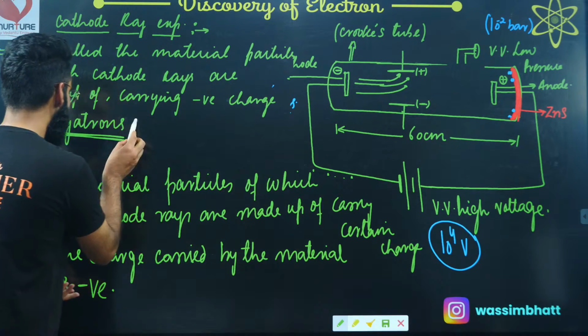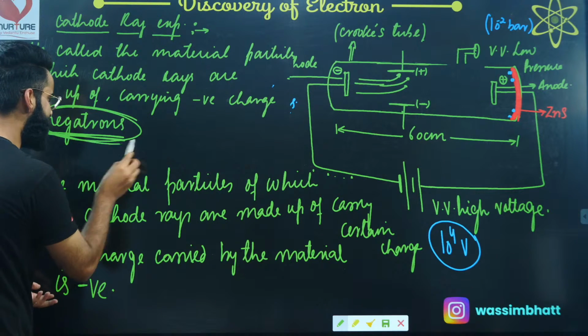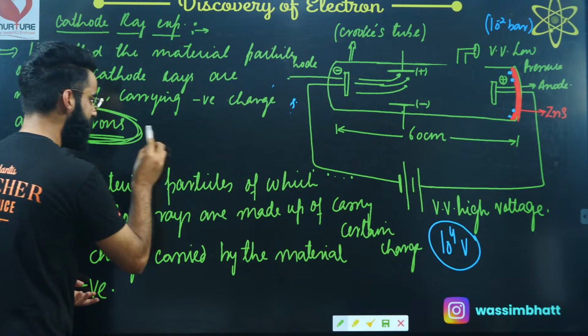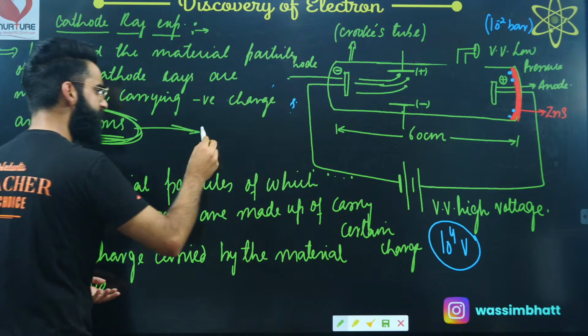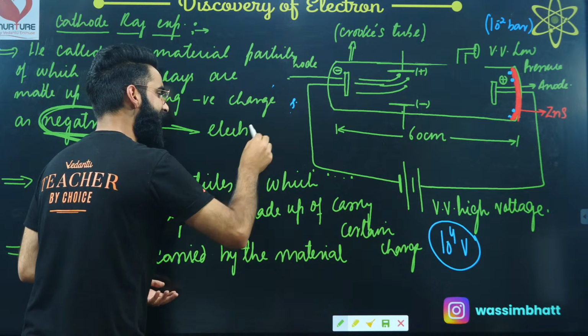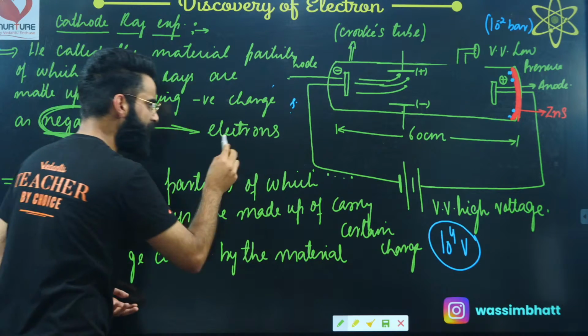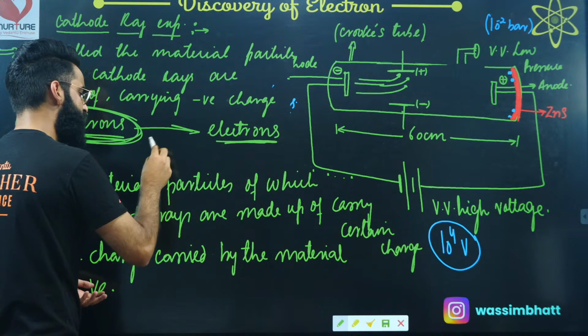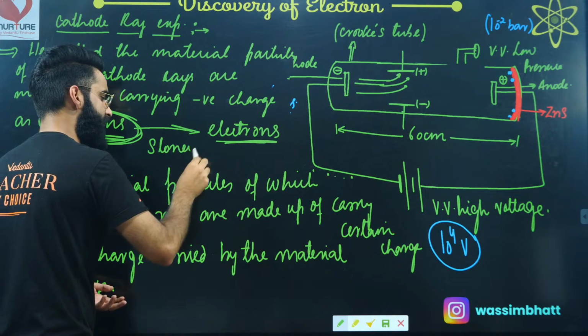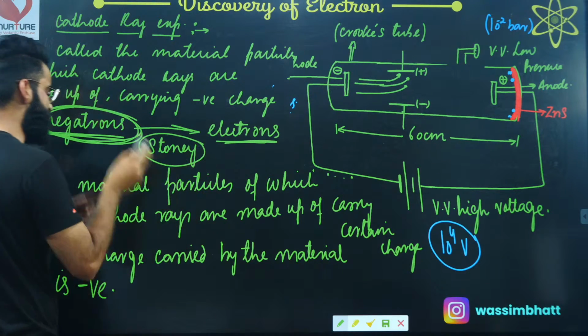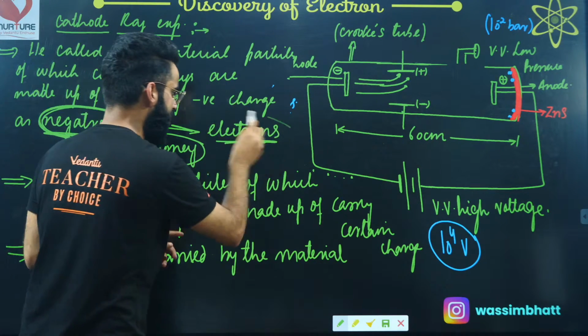And later on, the name was shifted from negatrons to electrons. So negatrons was replaced by electrons, and Stoney was the name of the scientist who changed it from negatrons to electrons, right?